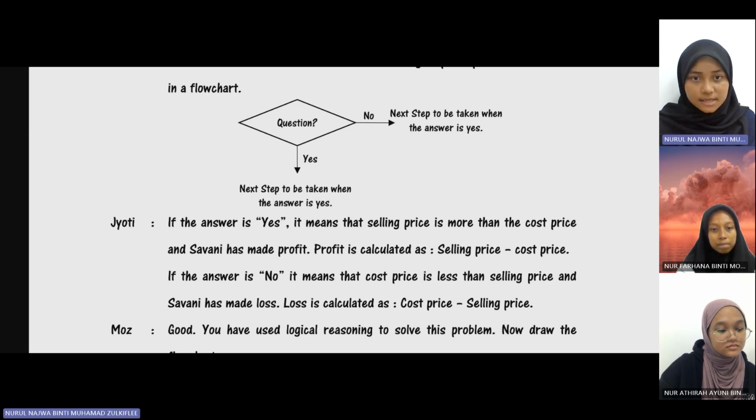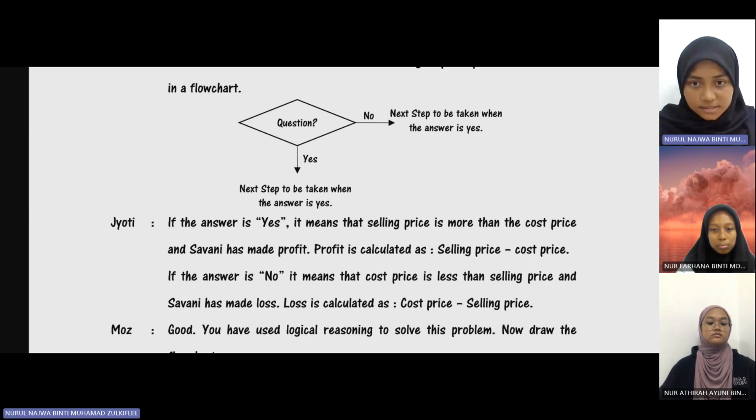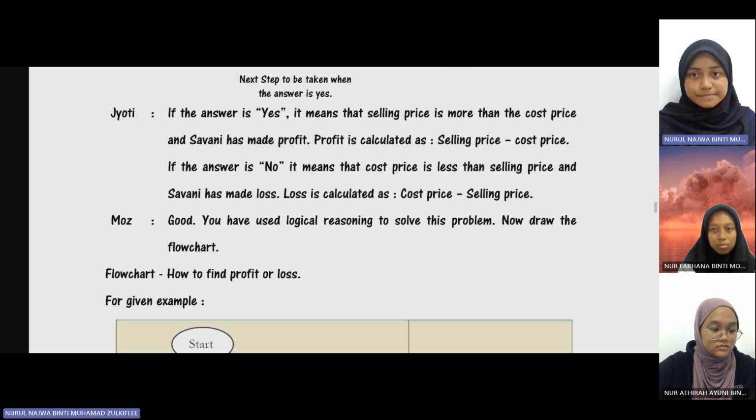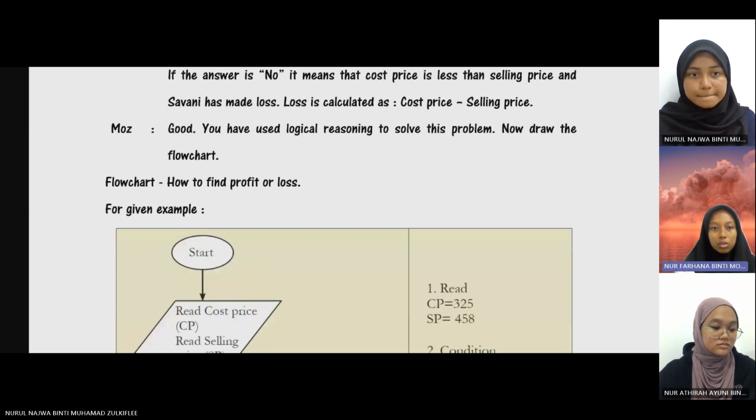If the answer is yes, it means that selling price is more than the cost price, and Savani has made profit. Profit is calculated as selling price minus cost price. If the answer is no, it means that cost price is more than selling price, and Savani has made loss. Loss is calculated as cost price minus selling price. Good. You have used logical reasoning to solve this problem. Now draw the flowchart.